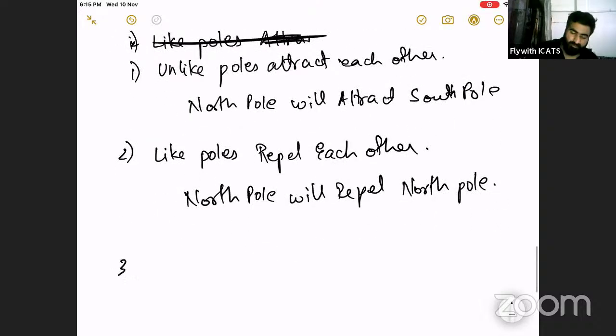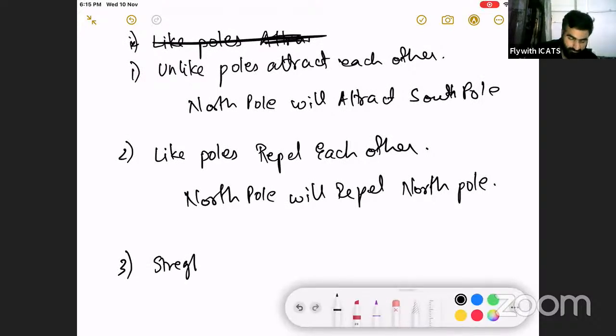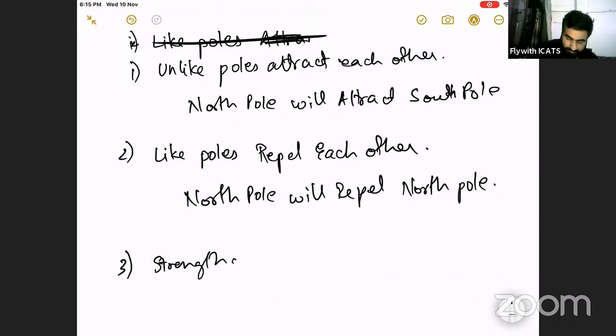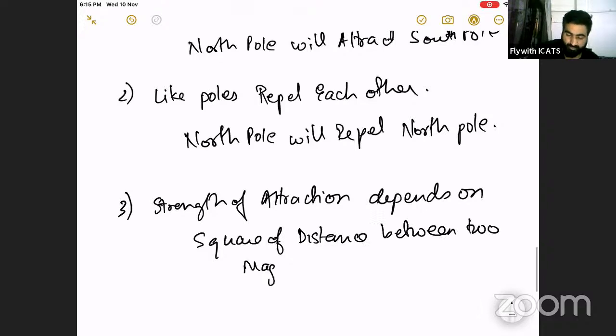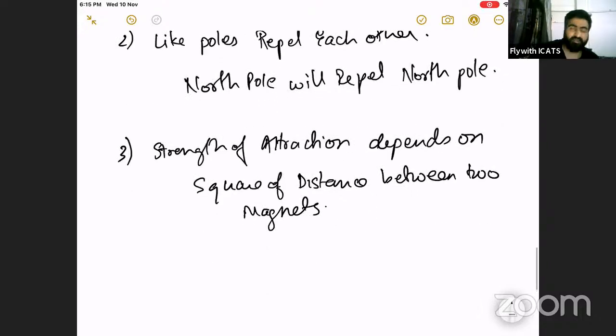One more law that we have is that the strength of attraction depends on the square of the distance between two magnets, or one magnet and one ferrous metal. But we are now only talking about magnets and magnets. In the law of attraction also, we are talking about two magnets. Everywhere, we are only talking about what happens to two different magnets in each other's influence.